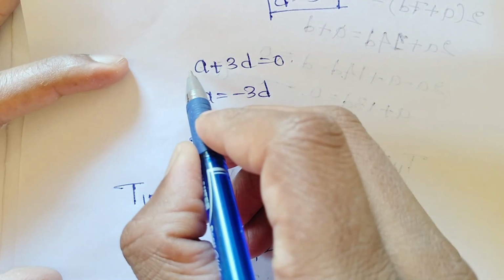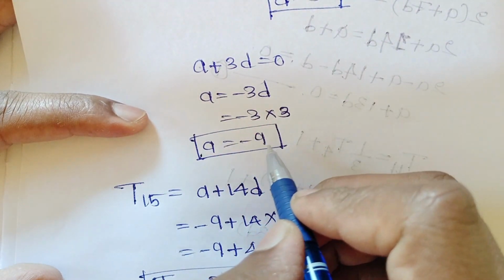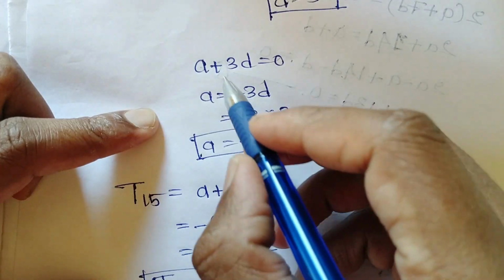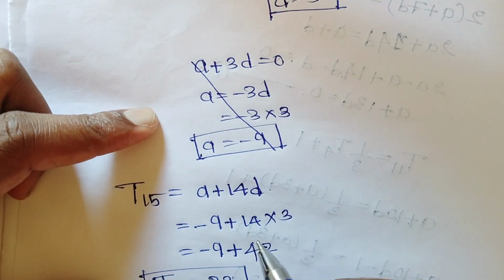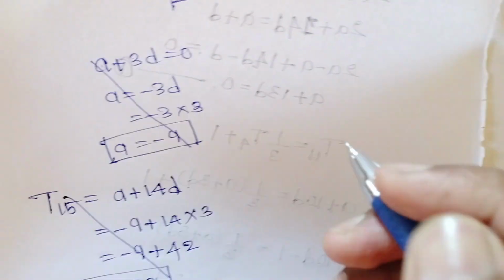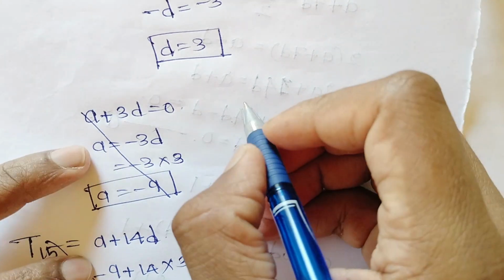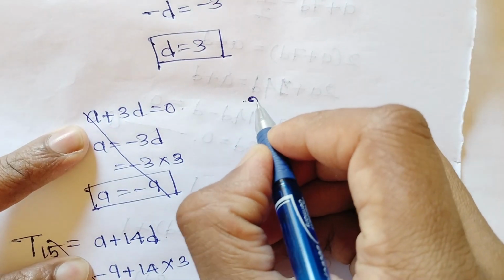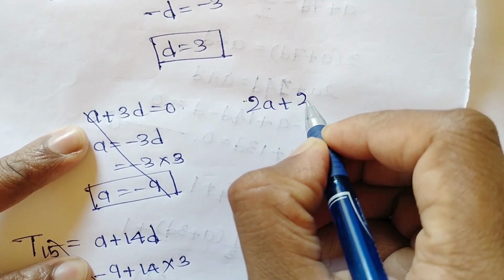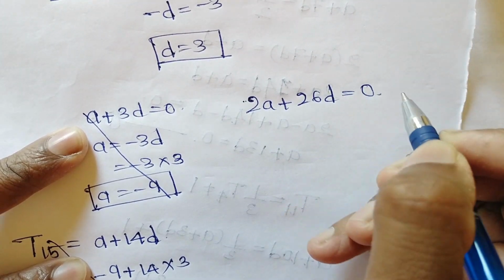Sorry, the a value here becomes wrong, and it can be read as, sorry, here it is 2a plus 26d equals 0. Okay.